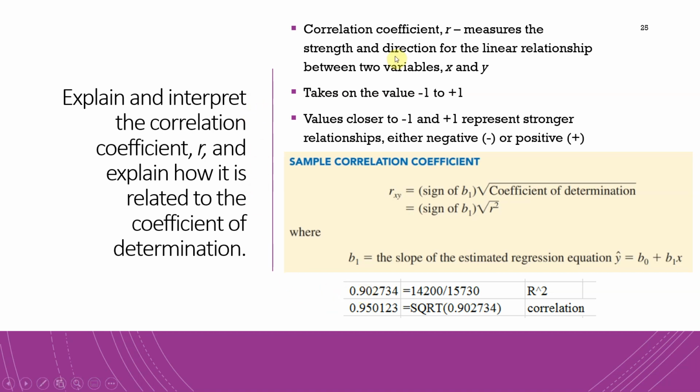So with the correlation, right, it measures the strength and direction of the linear relationship between two variables X and Y. So the correlation coefficient takes on any value from -1 to 1. So remember, the coefficient of determination goes from 0 to 1. Correlation goes from -1 to 1. So it indicates the direction of the relationship. It says whether the relationship between the two variables is positive or negative. Our coefficient of determination does not tell us the direction. However, the correlation coefficient does.